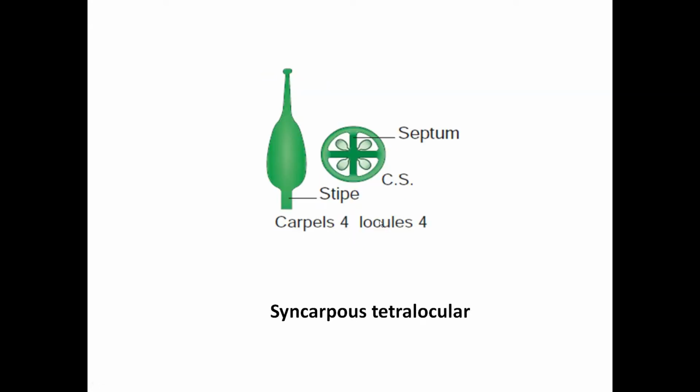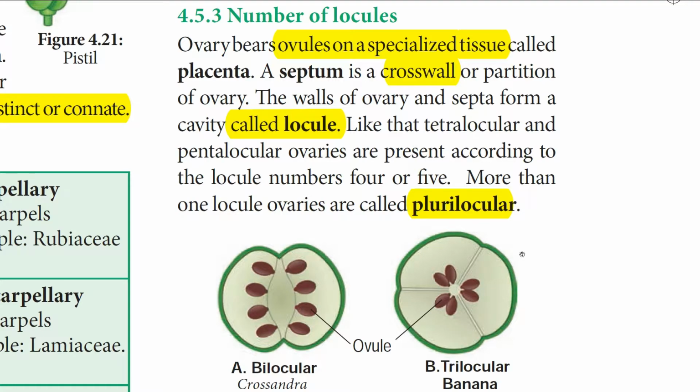In the next one, we can see there are four carpels and they are divided by the septum, which are the cross walls inside the ovary, and they form four locules. So this is the syncarpous tetralocular ovary. Next we shall see the classification of ovary based on the number of locules.